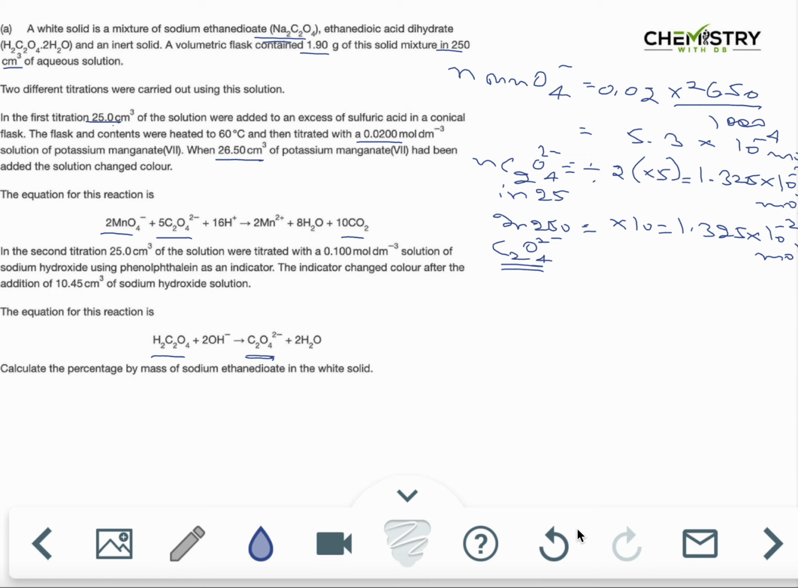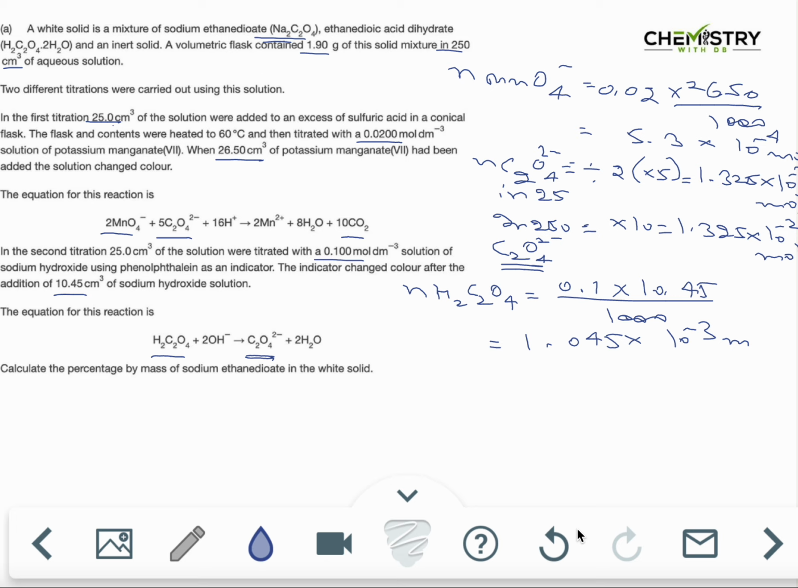In order to do that, we are going to use the data from the second titration. The number of moles of H2C2O4 we can again find out using the concentration and the titre volume, which is 10.45. So 0.1 times 10.45 divided by 1000, which gives us 1.045 times 10 to the power minus 3 moles.